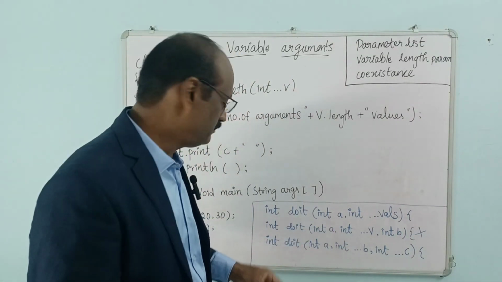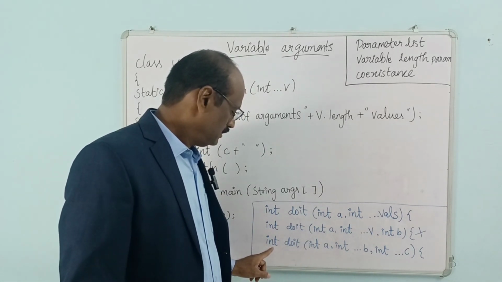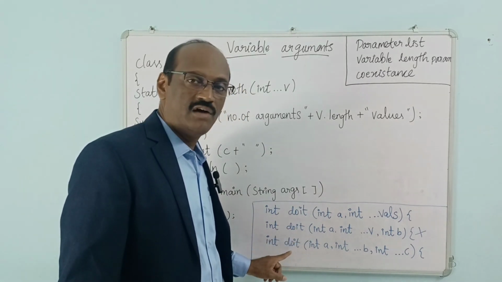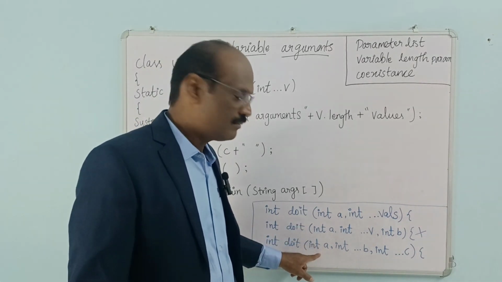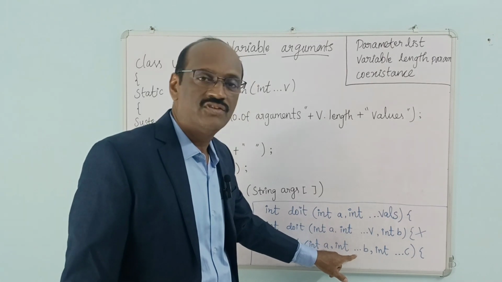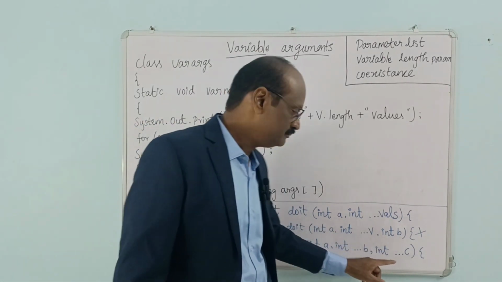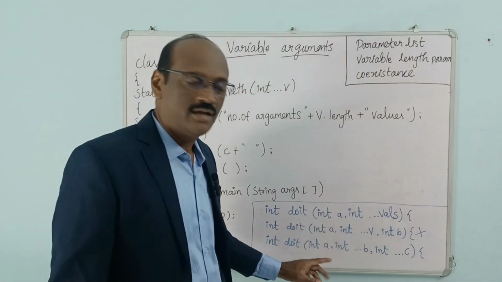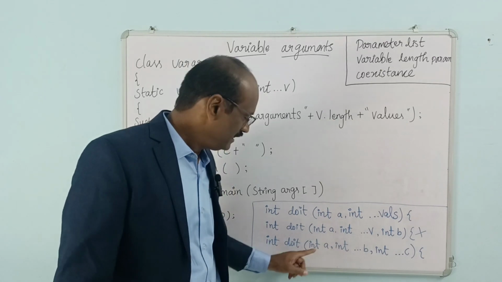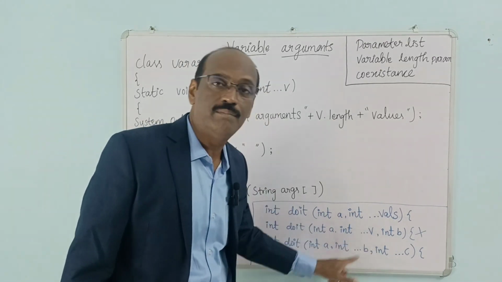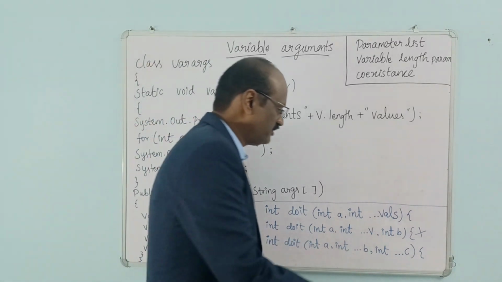Look at the third statement, my dear friends. Integer is a return type, followed by the name of the method. In the parameters list, the first one is a normal parameter, the second one is a variable length parameter, and the third one is also a variable length parameter. In the entire parameter list, I can use only one variable length parameter. But in this example, I am using two variable length parameters. This is also wrong. It will generate an error message.